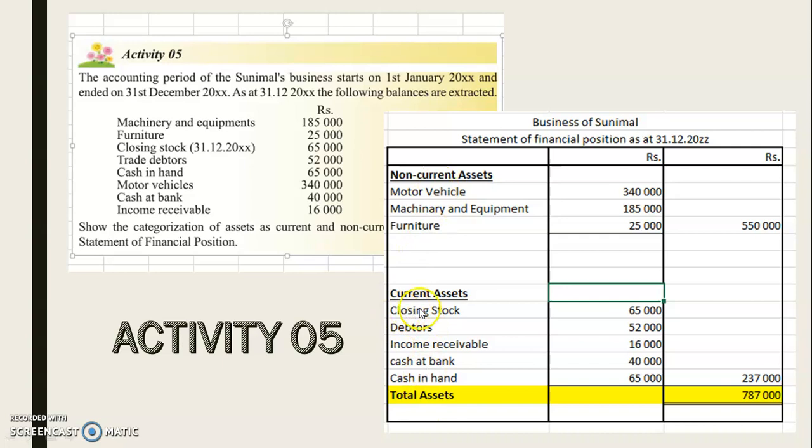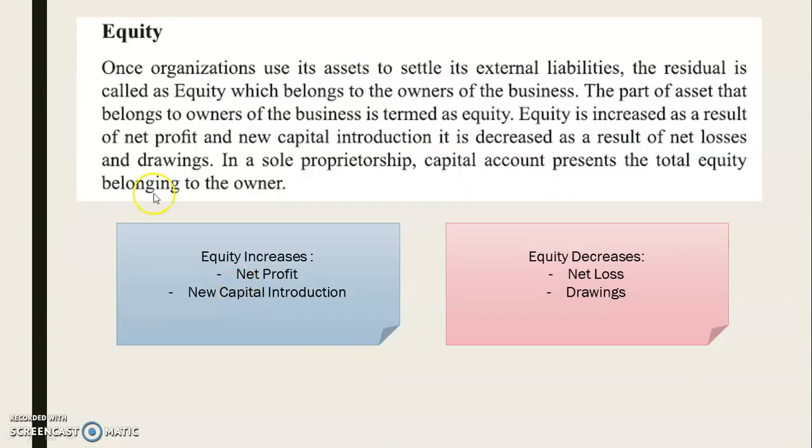So you will see closing stock coming first, then debtors and income receivables come under current assets. You all know the reason, because it is an amount that will be a cash inflow to the business in the future. And then cash at bank and cash in hand come last. Then for non-current assets, you put motor vehicle, machinery and equipment, furniture. Nothing hard here.